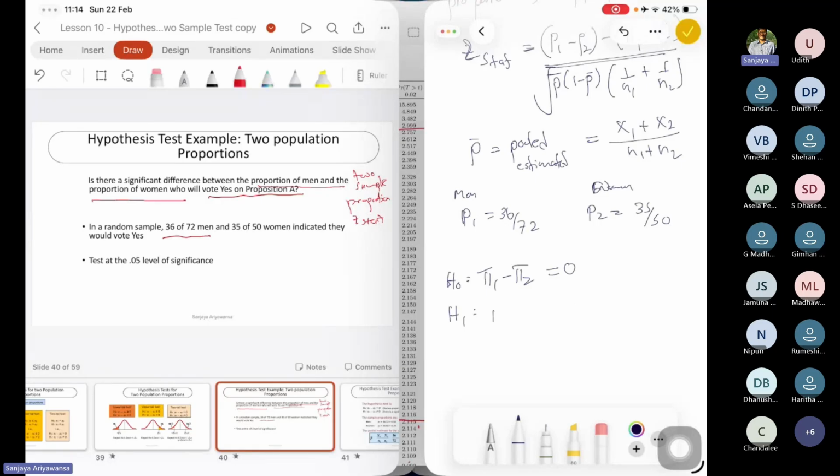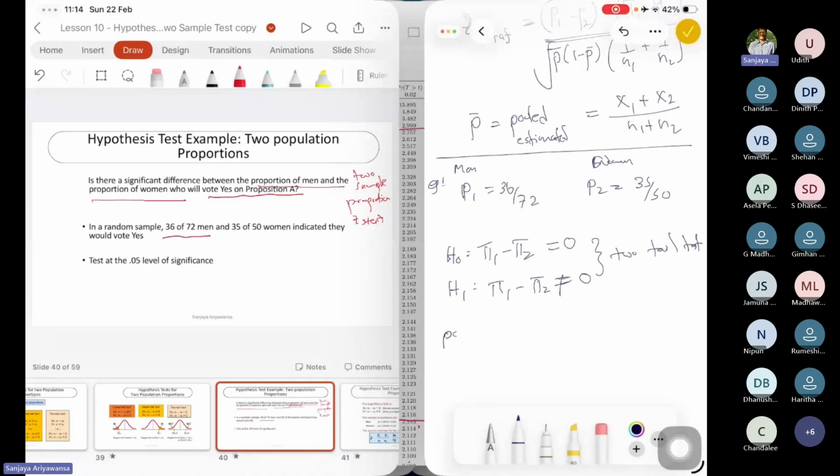H1 is, there is a difference between men and women in voting for this proposition. So this is a two-tail test. I know that down, and I know these two things down as well, right? And then I had to calculate the pooled estimate. The pooled estimate, which is P bar, which is x1 plus x2 divided by n1 plus n2.